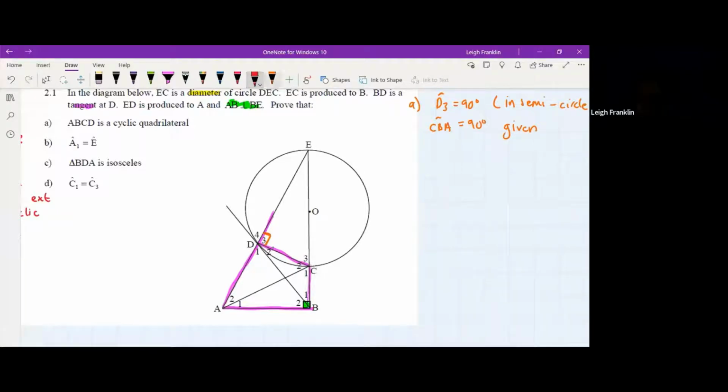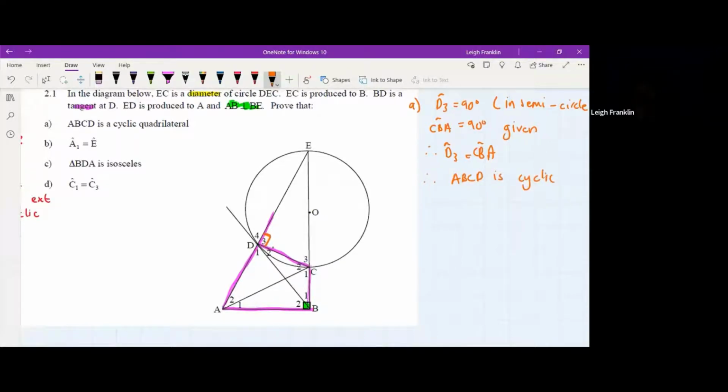Now we can conclude that D3, this is what proves it, so this is important, D3 equals CBA, let's call it that. Therefore, ABCD is cyclic. And our reason is converse exterior angle of cyclic quad. Okay, in this case as well.